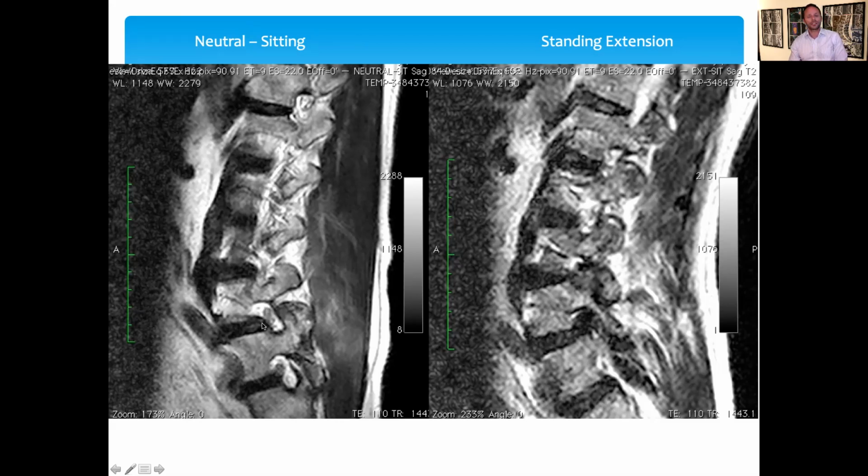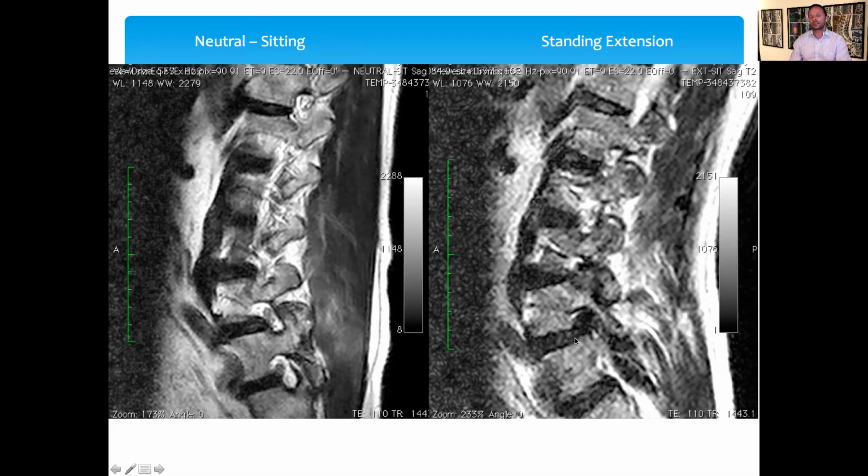Now you can clearly see that this disc in question is sitting where it should be, and there is no compression of the root whatsoever. But now jump over to the right-hand side of the screen. This you can clearly see in the heading. It's a standing extension scan. Now look what's happened to the L4 disc.